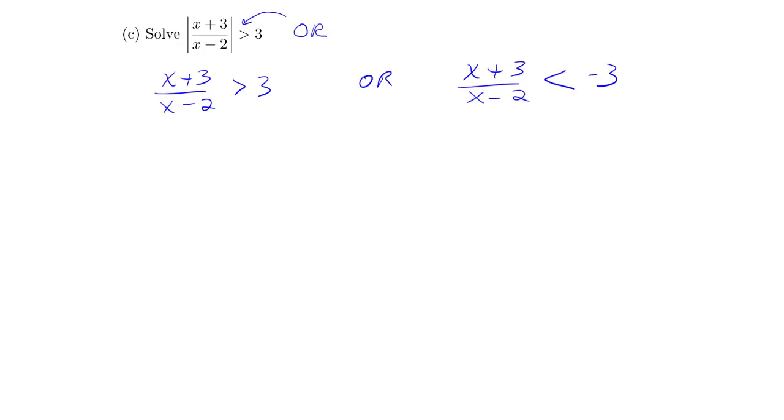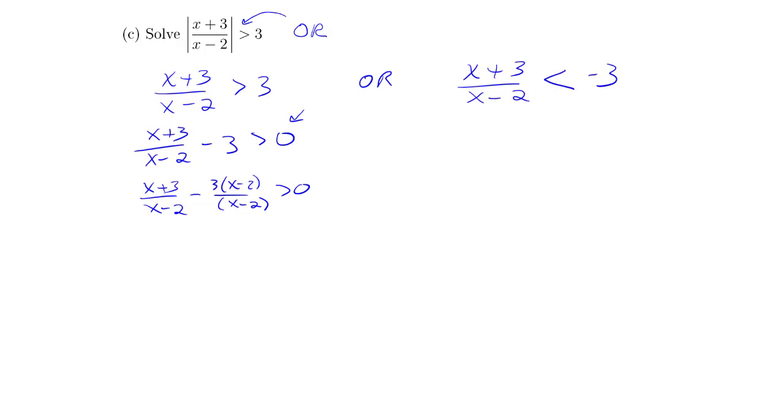Now we have two rational inequalities that have to be solved, so we have to remember how to do that. That was all about comparing to 0 and making that chart. So I would have to subtract that 3 over so that I'm comparing to 0. I'd have to get a common denominator, which would have to be x minus 2. So I'd get x plus 3 over x minus 2 minus, and then 3 would need an x minus 2 over x minus 2 greater than 0.